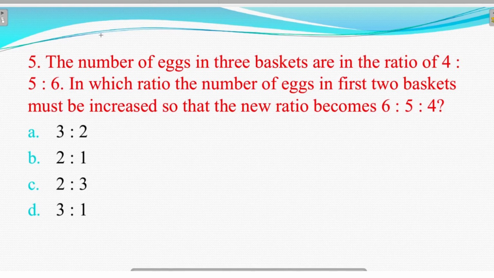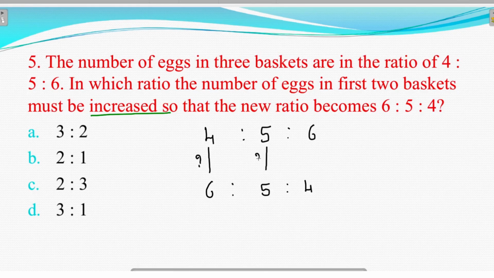The number of eggs in 3 baskets are in the ratio 4:5:6. I have 3 baskets. In the first basket 4, second basket 5, third basket 6. In which ratio must the number of eggs in the first 2 baskets be increased so that the new ratio becomes 6:5:4? Only the first 2 are increased. Then the third basket will be constant. This is no change. I want this number constant.